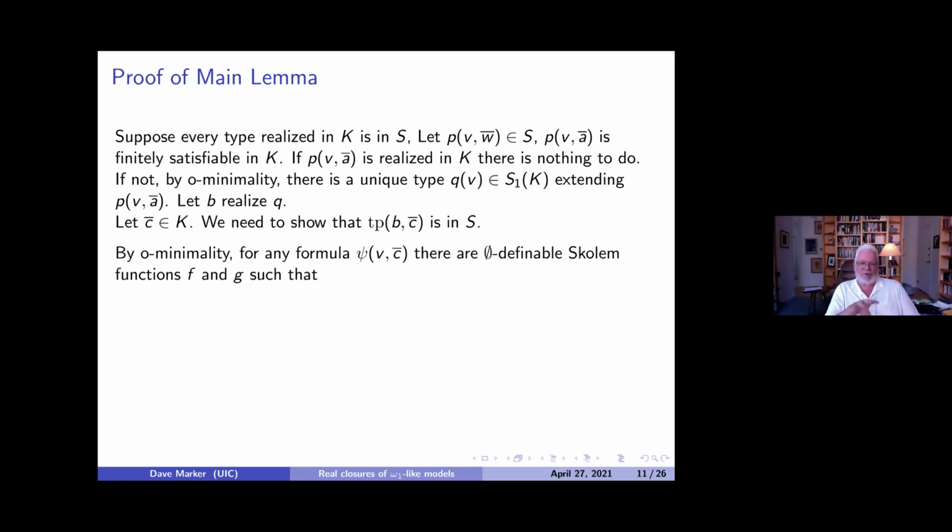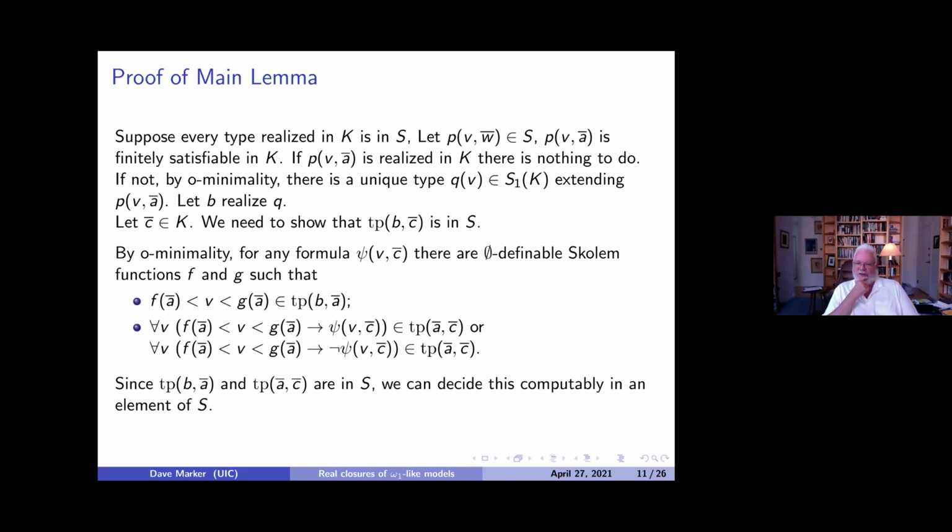Okay, and the next part will look mysterious as I write it down, but I have a picture on the next slide. So I have some formula ψ(v, c̄), and I need to know whether or not this formula is true of b. So the claim is that I can find zero-definable Skolem functions in real closed fields, such that the element b is in the interval between f of ā and g of ā. So this is a fact that's known by the type of b over ā.